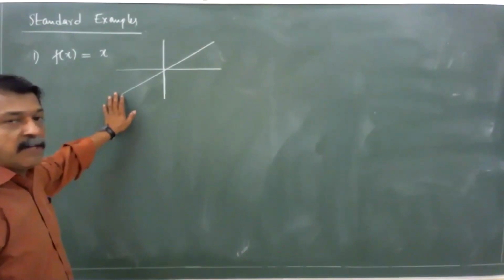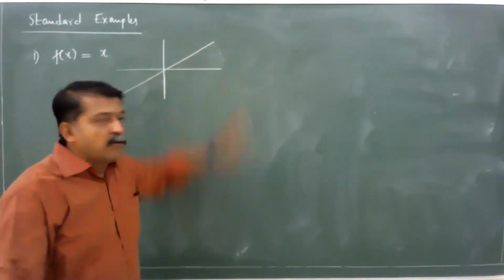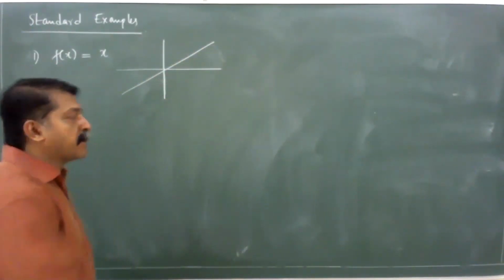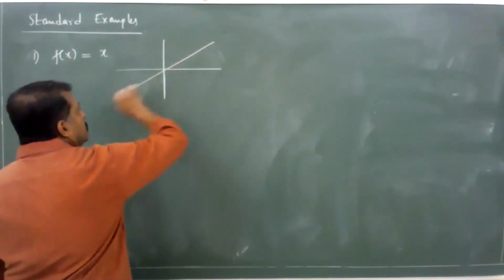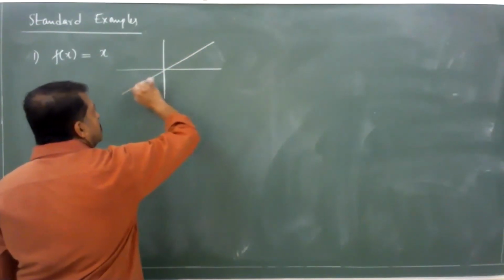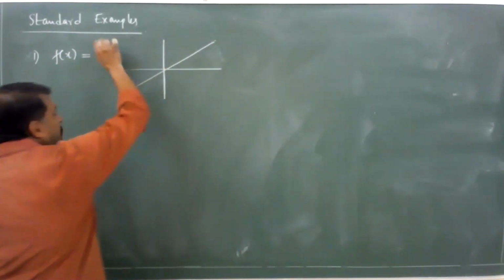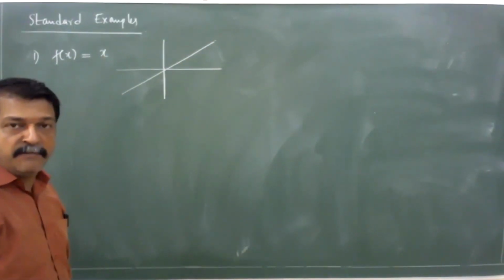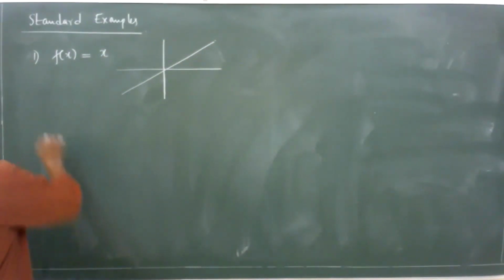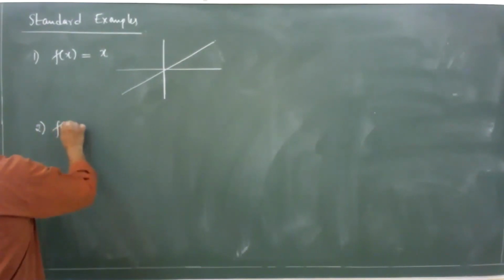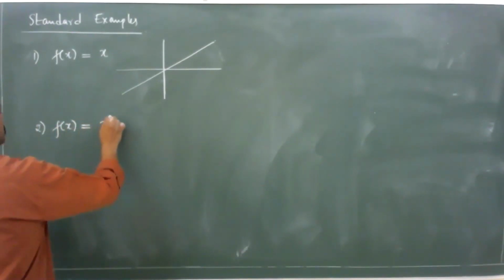Clearly we can see that I can write this line without lifting my hand. There are no gaps in it. The line is continuous. Therefore, the function is continuous. If you can plot the graph without lifting your hand, the function becomes continuous.